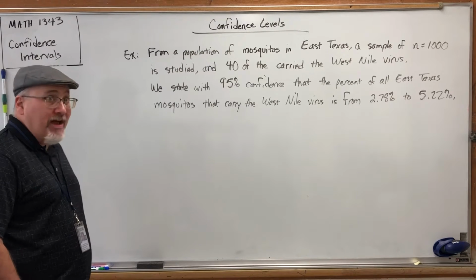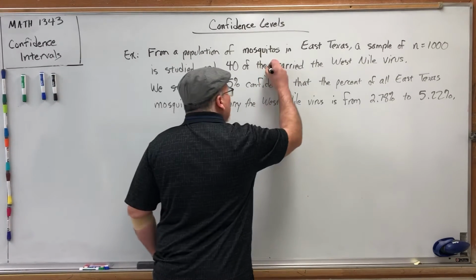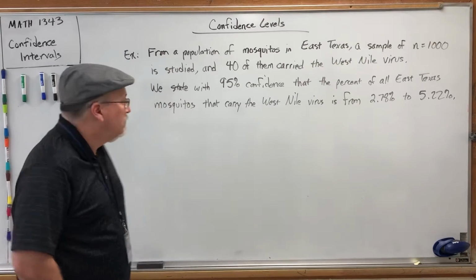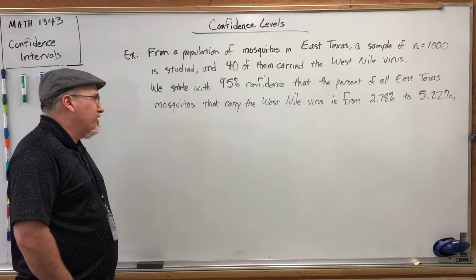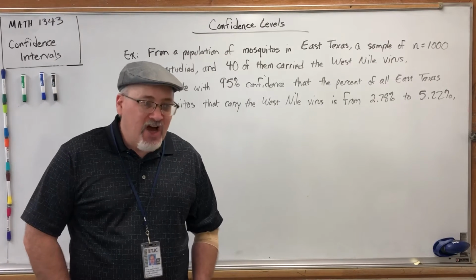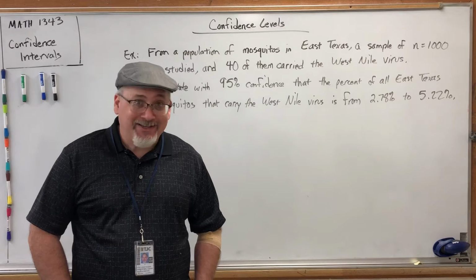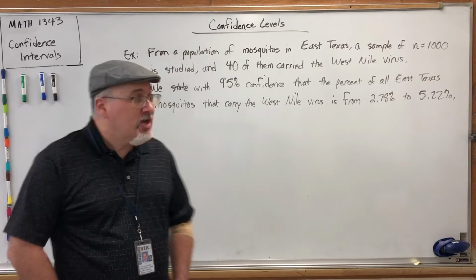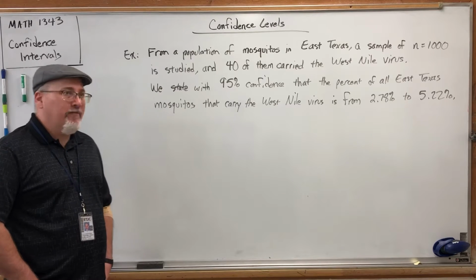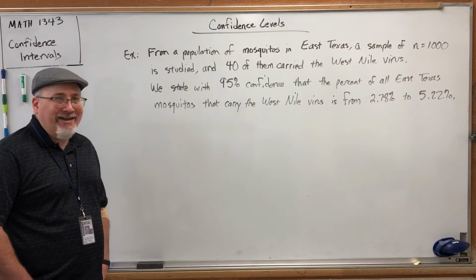So they gathered up 1,000 mosquitoes, and 40 of them carried the West Nile virus. As a question, the next question part would be, calculate a 95% confidence interval for the proportion of all mosquitoes in East Texas that carry the West Nile virus. In other words, try to make an estimate about the population based on this sample of mosquitoes. But I've already got the answer, and later on we'll talk about how to get to this answer.